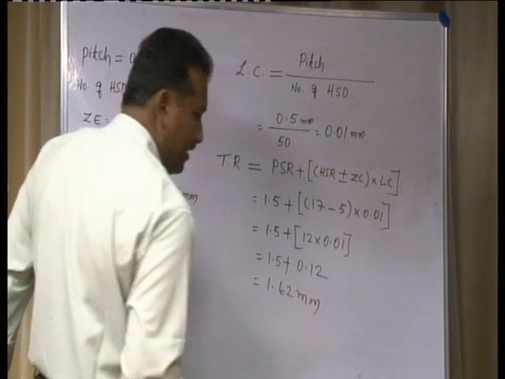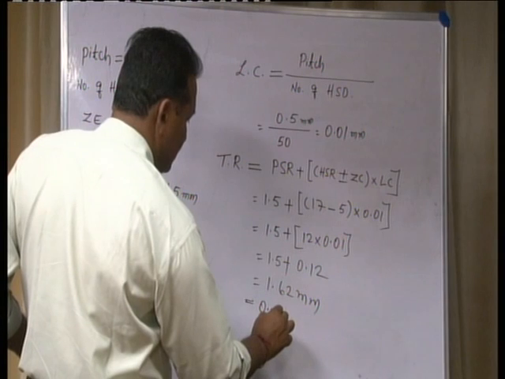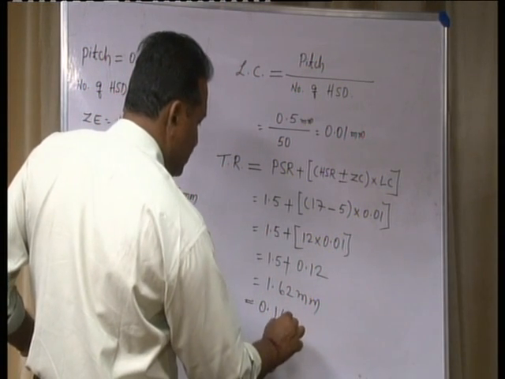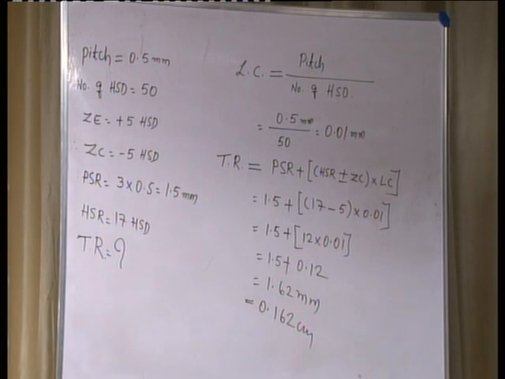mm is the diameter of that wire, or even you can convert this in terms of the centimeter. 0.162 centimeter is the diameter of such a wire. So, this is how you find the diameter of the given wire.